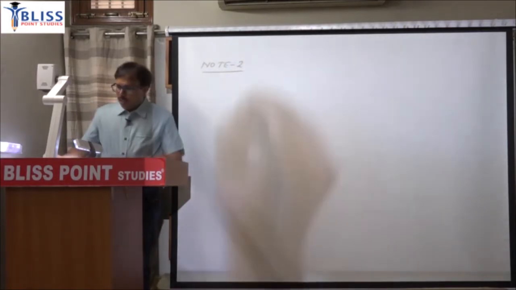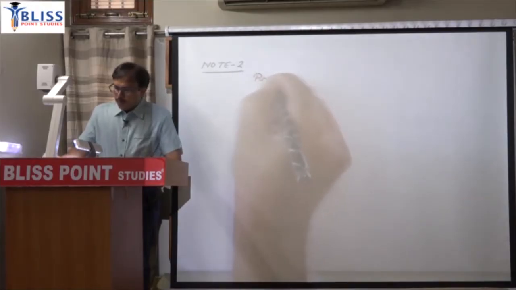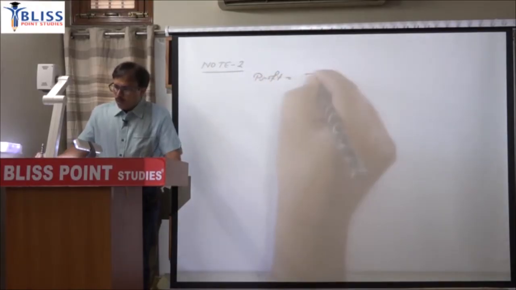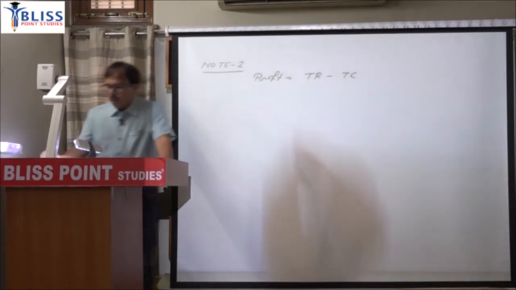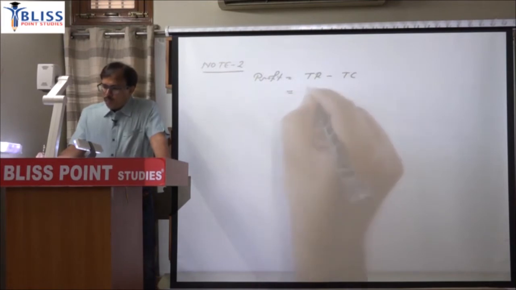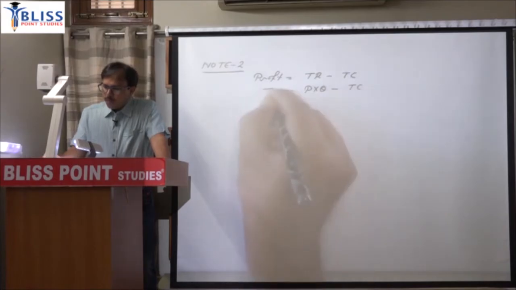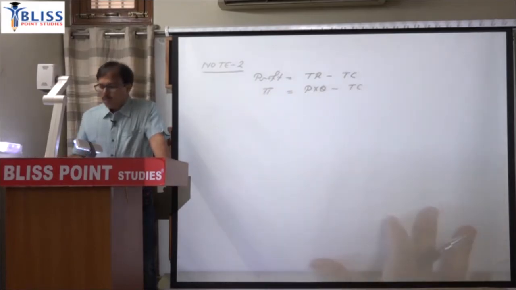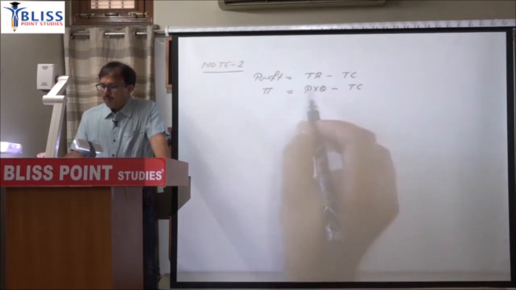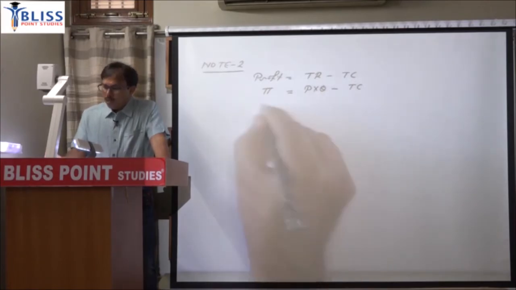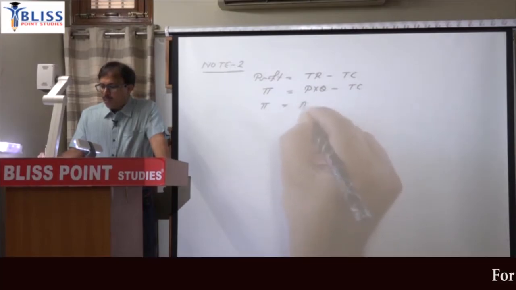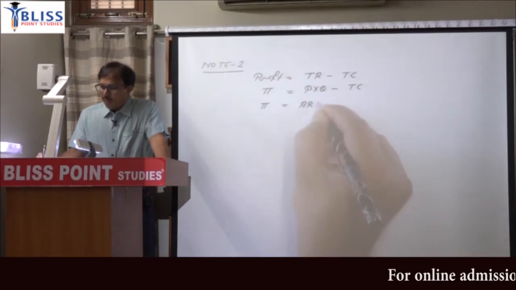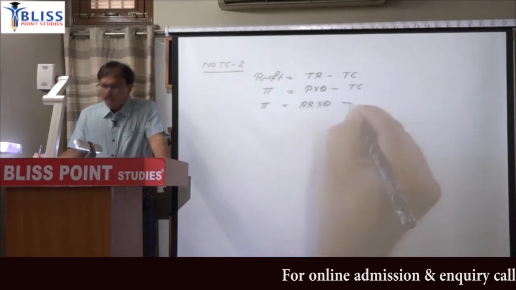Technical note number 2, again write the equation for profit. And as you know, profit is revenue minus cost. Clear? To find total revenue, it is price multiplied by quantity. So I use a pi symbol for profit. So profit is P into Q minus total cost. And as we explained, this price is always equal to average revenue. So you can write average revenue into quantity minus.